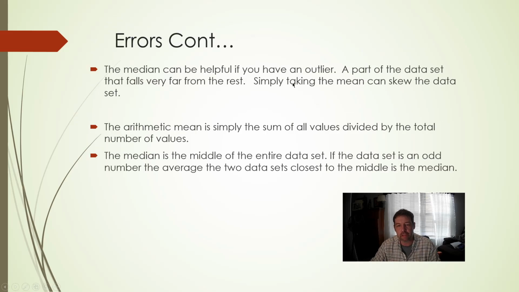The median, as we just said, is helpful if you have an outlier. The mean, again, is simply the sum of all the values divided by the total number of values. The median is in the middle of the entire data set. If that data set is an even number, the average of the two in the middle is the median. So if you have an odd set of samples, you can pick the one in the middle. If you have an even set of samples, you can average the two that are in the middle to get your median.